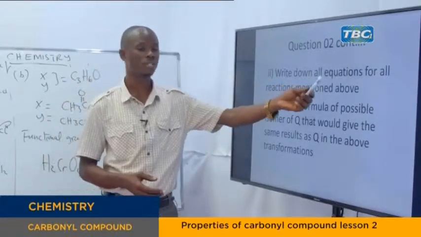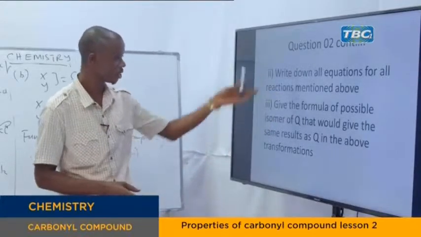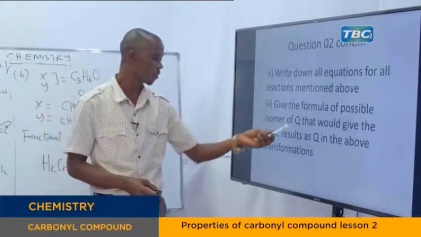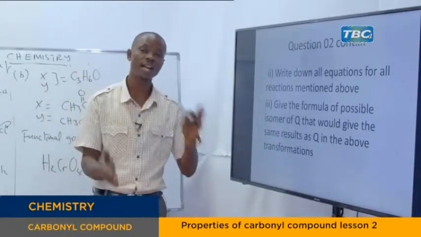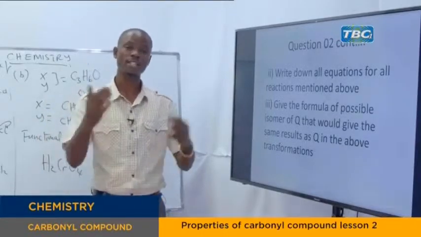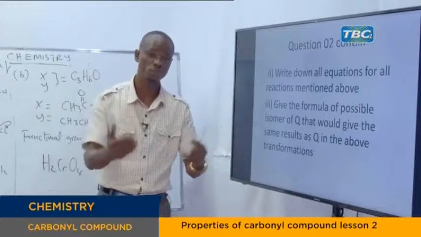Write down all equations for the reactions mentioned above. So you can write the chemical equations. And the other one, give the formula of the possible isomer of Q that will give the same results. Ketones and aldehydes are isomers of each other. So that is how I can guide you through that question. So you can write it and try to do it by yourself.